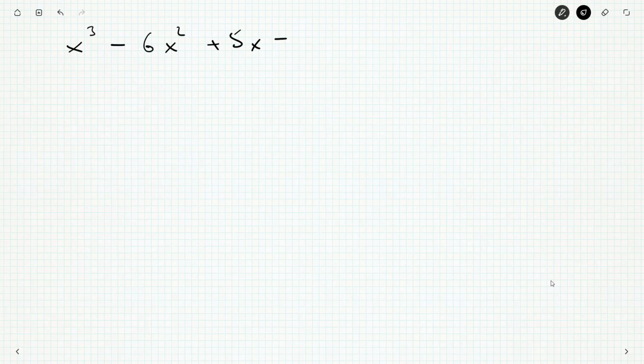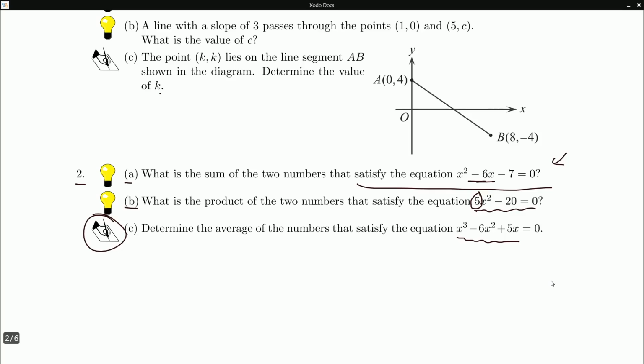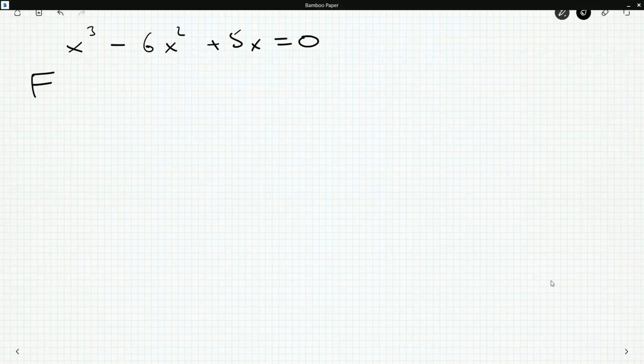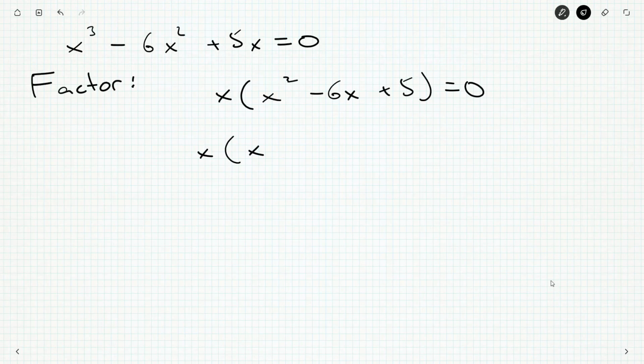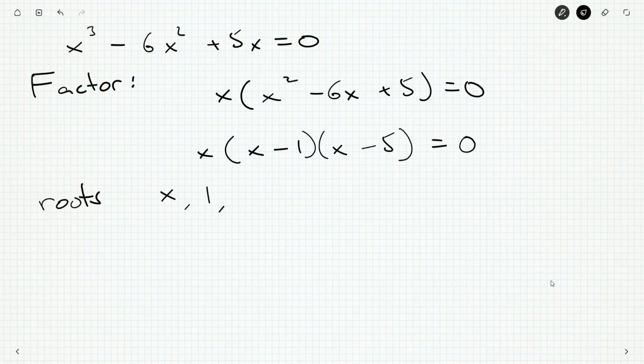I could just factor this. But whatever I do, I'm going to explain it. So factoring, I'll get x times x squared minus 6x plus 5. Now, you don't have to explain how you factored it: 2 numbers that multiply to 5 and add to -6. These are -5 and -1. So I could just say the roots are 0, 1, and 5.